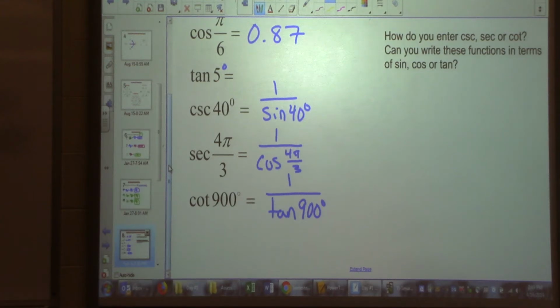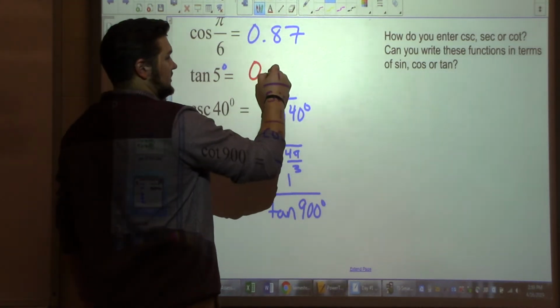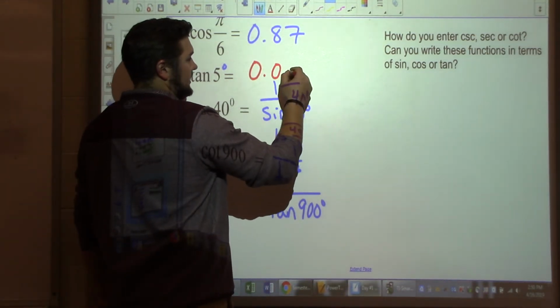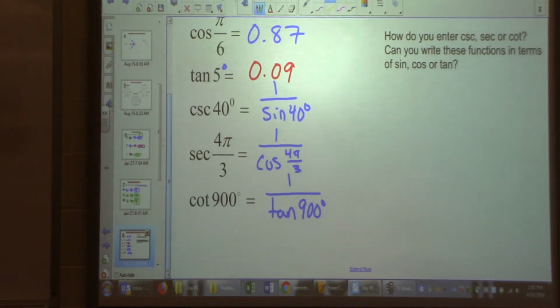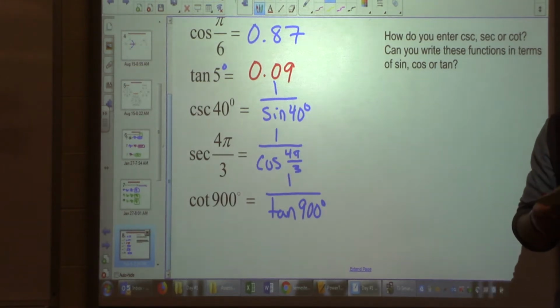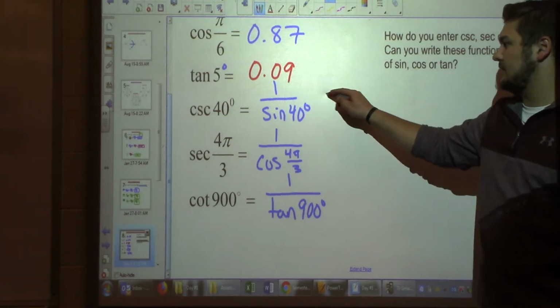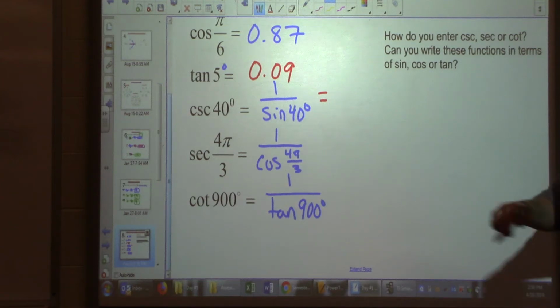All right, what did we get for tangent of 5 degrees? 0.087. Do we all agree? 0.087 sounds like 0.09, rounding to the hundredth? Okay. It didn't tell you what to round to, so. Okay. What about 1 over sine of 40 degrees? 1.56.